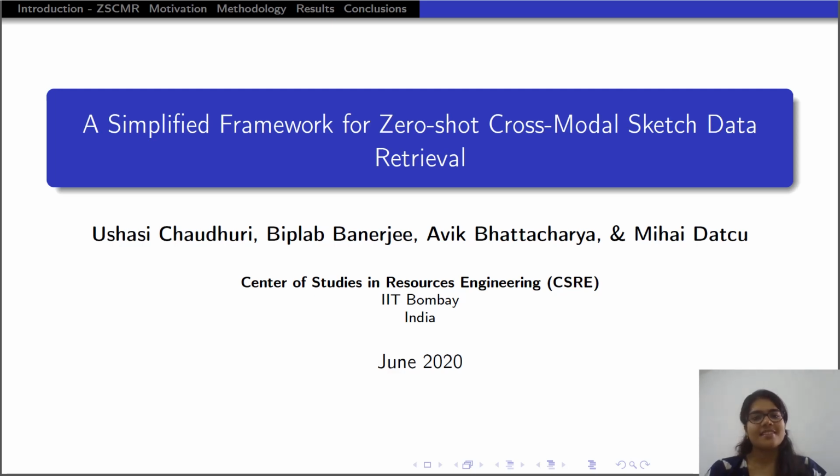Hello everyone. So today I'm going to present my work on a simplified framework for ZeroShot Cross-Modal sketch data retrieval. This work is brought to you by IIT Bombay from Center of Studies in Resource Engineering, by me, Ushasi Chaudhuri, my colleagues Biplab Banerjee, Avik Bhattacharya and Mihai Datcu.